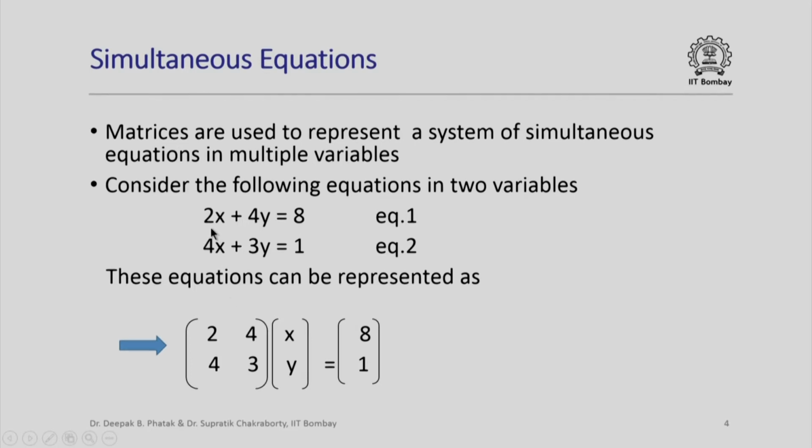Suppose we choose to put the coefficients of x and y in both these equations in a matrix in this fashion. The first row represents the coefficients of x and y in the first equation, second row represents the coefficients in the second equation. We then write a vector or a one-dimensional array x and y, and this is equal to the right hand side, which happens to be 8 and 1. In fact, those of you who recall the matrix operations will know that this effectively means 2 multiplied by x plus 4 multiplied by y equal to 8, and 4 multiplied by x plus 3 multiplied by y equal to 1.